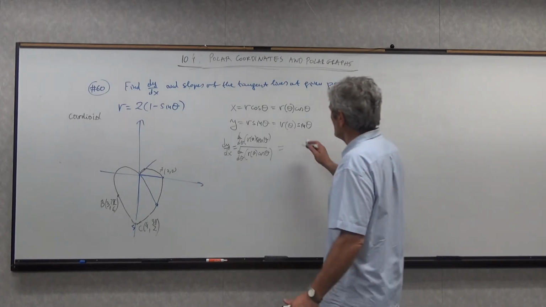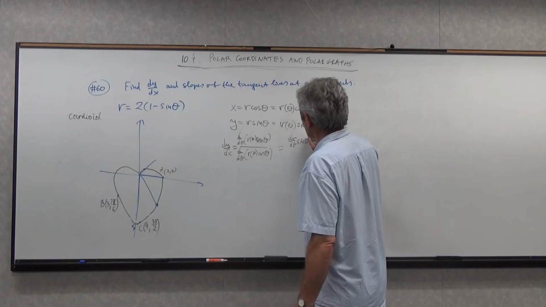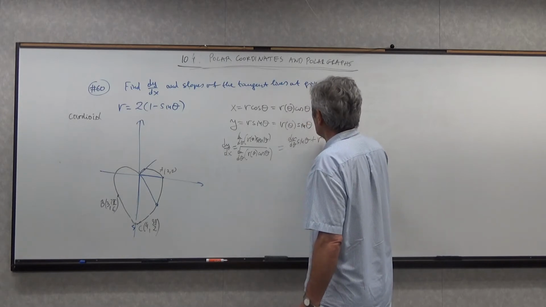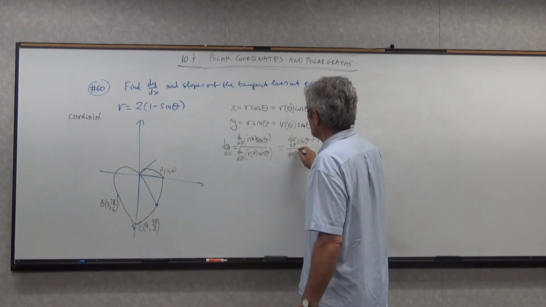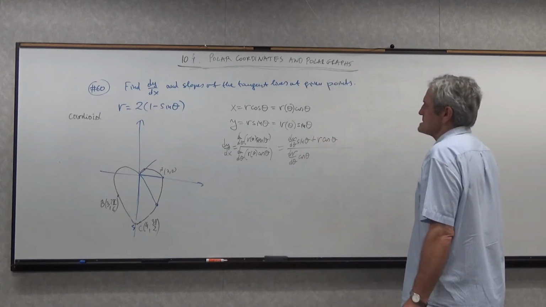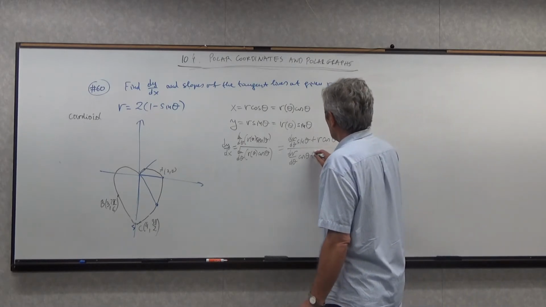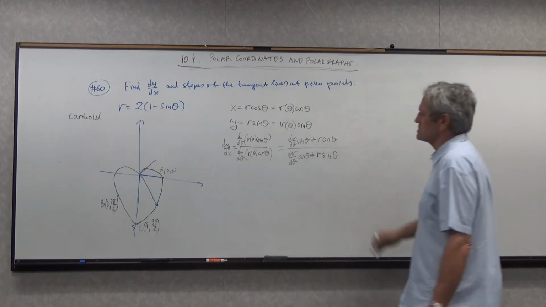So what would that be? dr over d theta sine theta plus r times cosine theta. At the bottom, dr over d theta cosine theta plus minus r sine theta. Here it is.